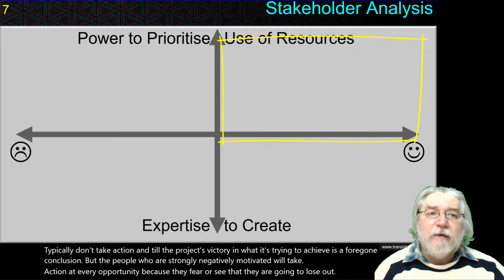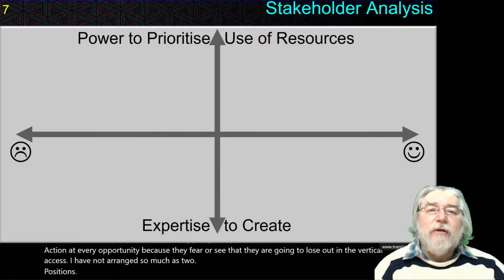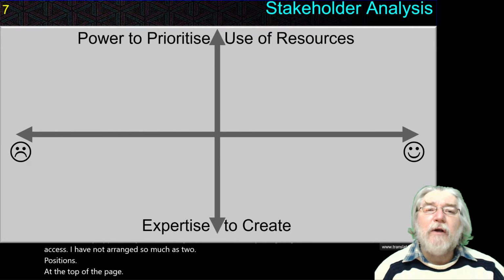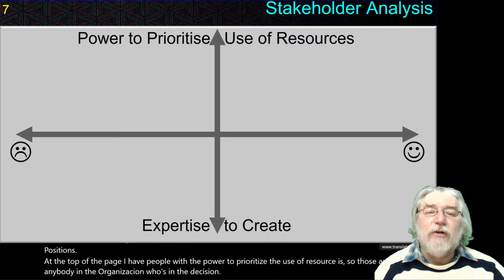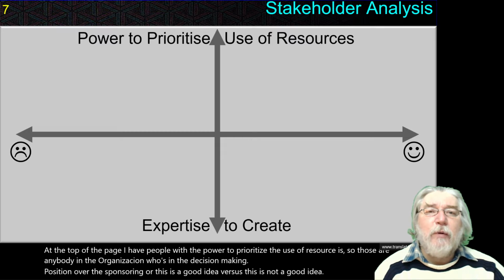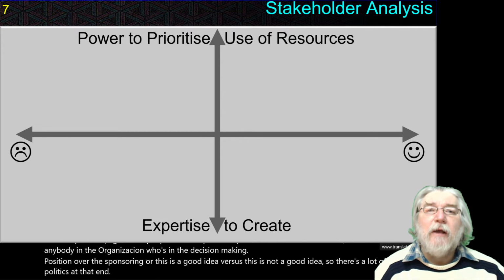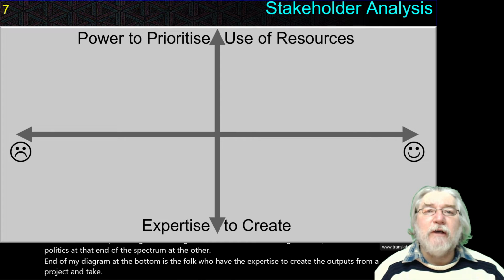In the vertical axis, I have not a range so much as two positions. At the top of the page, I have people with the power to prioritise the use of resources. So those are anybody in the organisation who's in a decision-making position over the sponsoring, or this is a good idea versus this is not a good idea. So there's a lot of politics at that end of the spectrum. At the other end of my diagram, at the bottom, is the folk who have the expertise to create the outputs from a project and take those through to be the outcomes for the organisation.